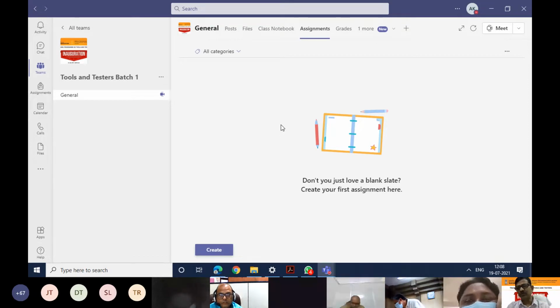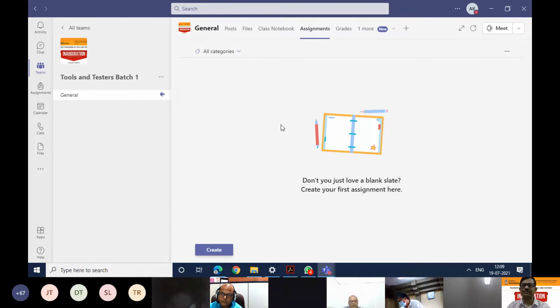In one type, you have to attempt the assignment using pen and paper at your liberty, at your home or in office. Once you have completed it, you have to scan it using your mobile or any scanner and upload it onto the team itself. Those uploaded assignments will be visible to the trainers like us and not to other students.